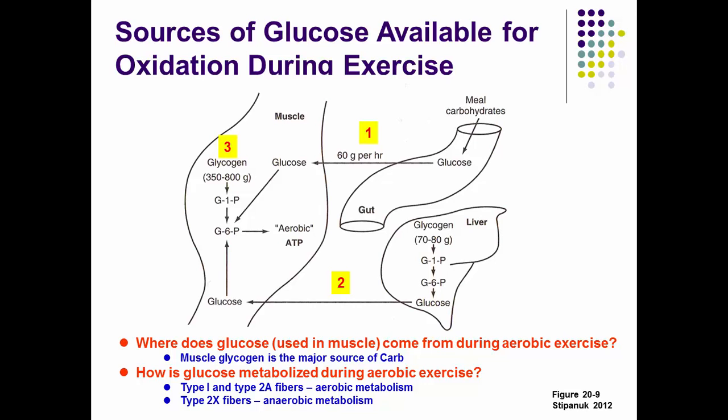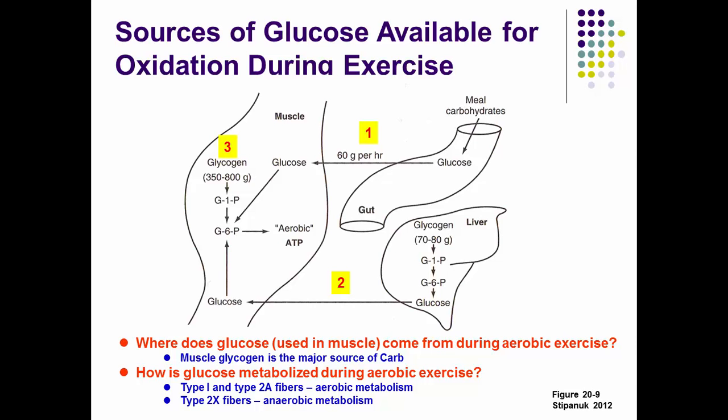Muscle glycogen is a major source of carbohydrate during exercise, though of course also from the circulating glucose. And how is glucose metabolized during aerobic exercise? I listed here the different types of fibers.